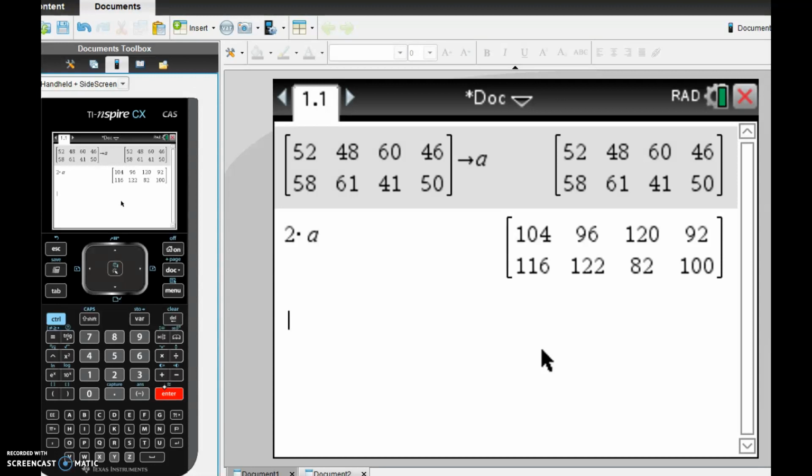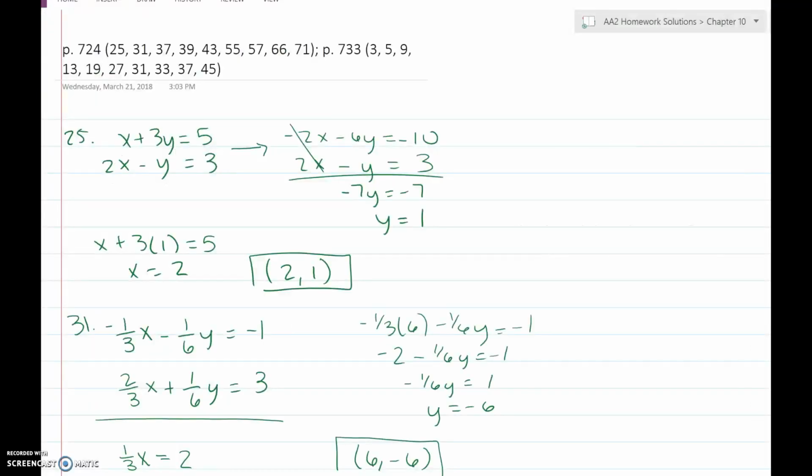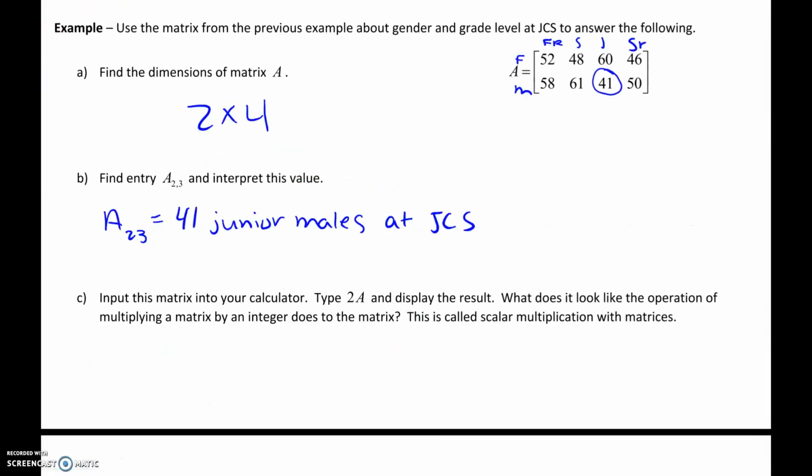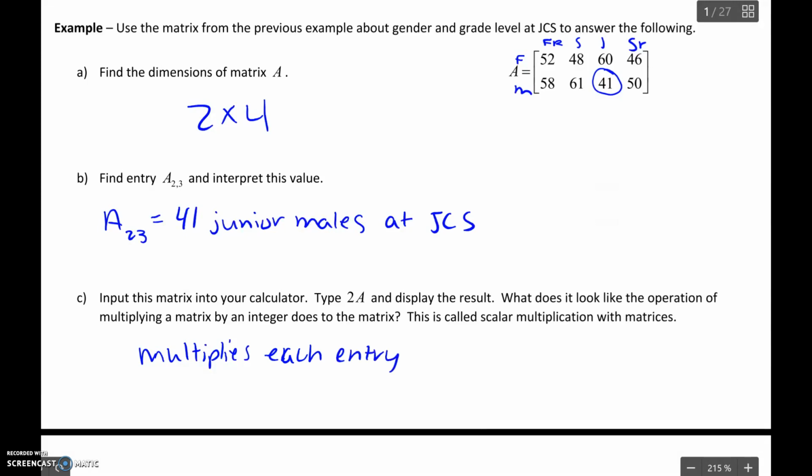So if you look at it, it looks like it just took every entry and multiplied them by 2, right? 52 times 2 is 104, 48 times 2 is 96, 60 times 2 is 120, so on and so forth. So when you're multiplying a number times a matrix, a scalar multiplication, you're just going to multiply each entry by 2.